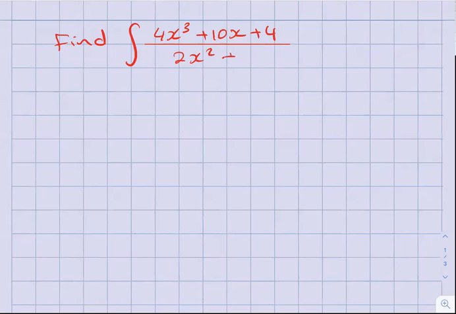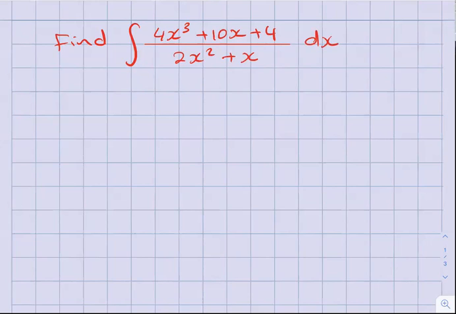So something maybe you will say like, find the integration of 4x cubed plus 10x plus 4, divided by 2x squared plus x dx.